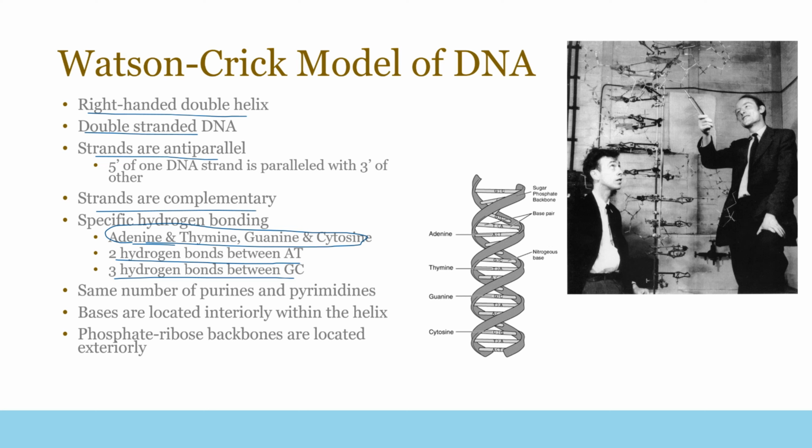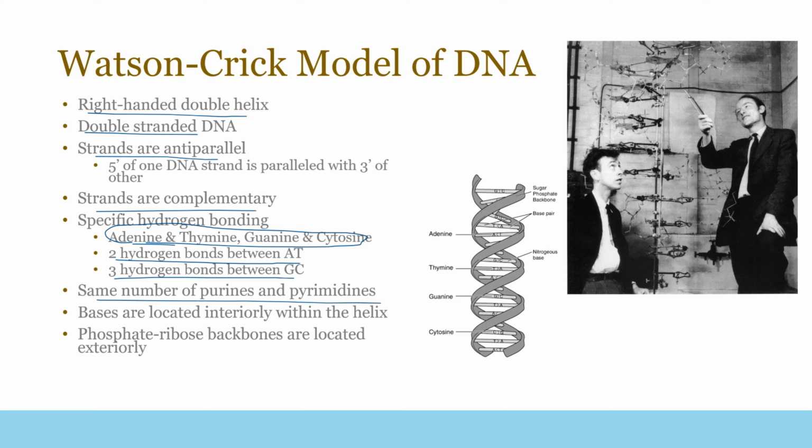Another consequence of the complementarity of strands is that you will have the same number of purines and pyrimidines. This is because if adenine and guanine are the purines and thymine and cytosine are the pyrimidines, notice that for every purine you have a pyrimidine bound to it, and for every pyrimidine you have a purine bound to it.